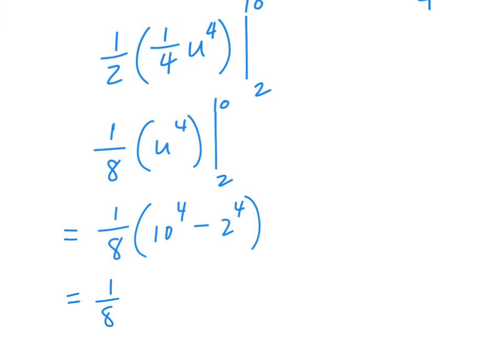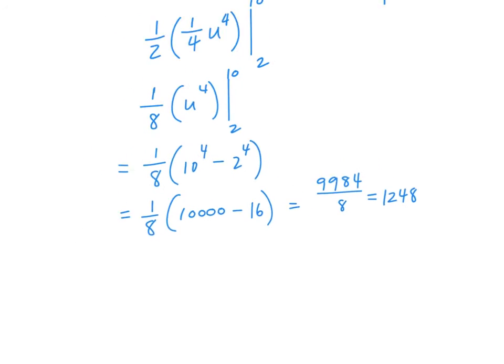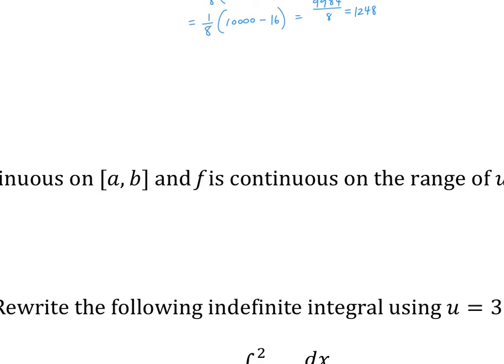Okay, so this is going to be 1/8 of 10,000 minus 16. 10,000 minus 16 is 9984. Yeah, 9984 over 8. It is 1248. Will we get our calculators for this one? All right. Clearly 1248.